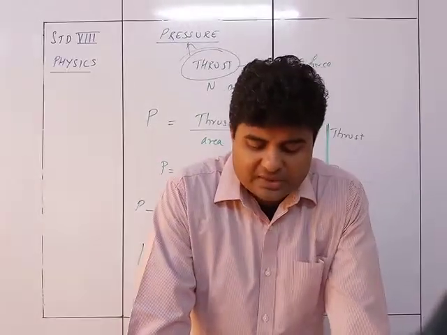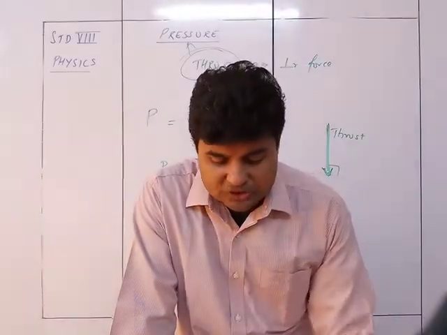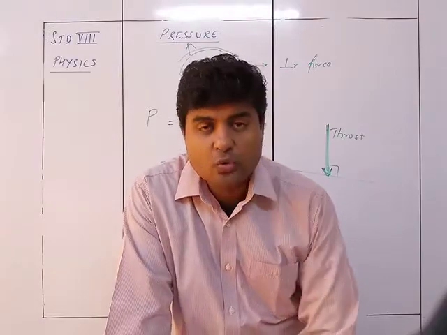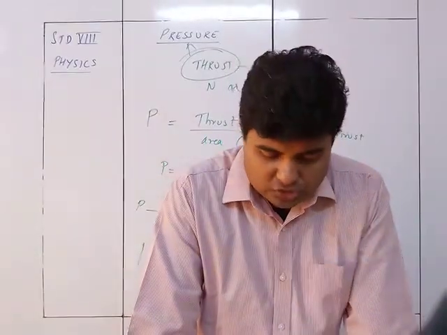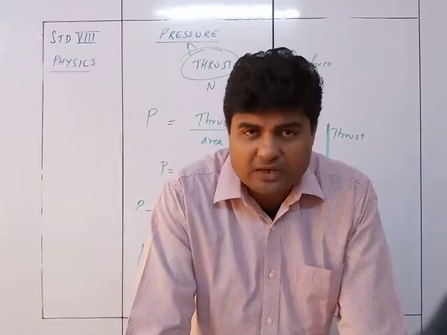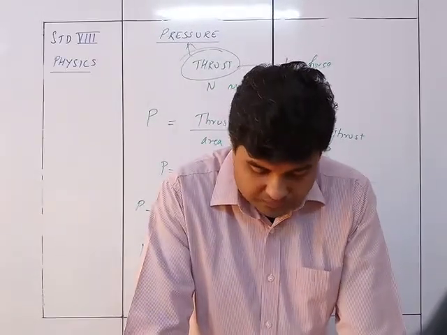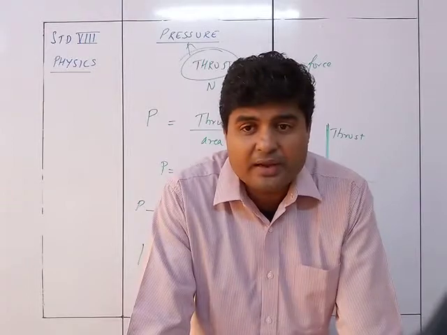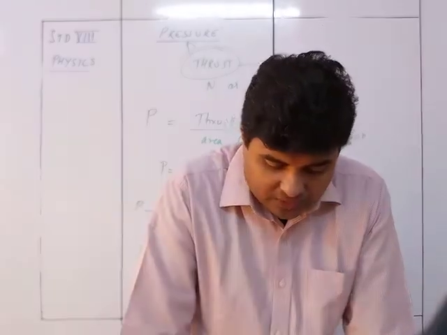So 1 Pascal is equal to 1 Newton upon 1 meter square, or 1 Pascal is equal to 1 N m^-2. The bigger unit of Pascal will be kilopascal, which will be 1,000 Pascal. So 1 kilopascal is 1,000 Pascal.